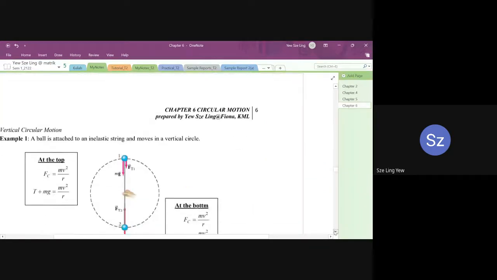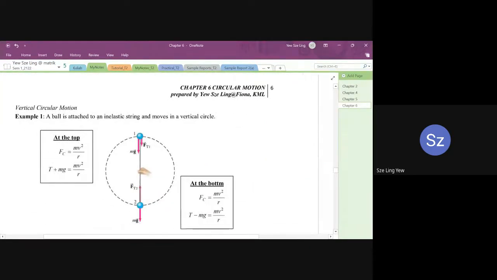So next, we're going to look at the second example, which is vertical circular motion. For vertical circular motion, the thing we have to take note of is that we often look at two different positions, at the top and at the bottom of the object. So let's look at this diagram again. Now you have a ball. So what happens at the top?